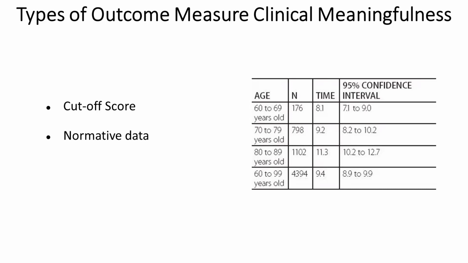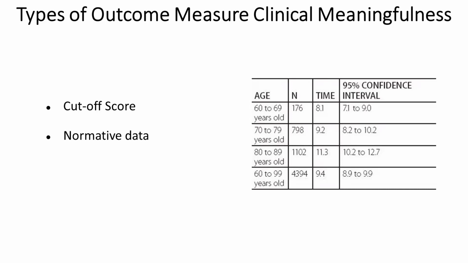The other is normative data, and normative data just provides normal values for specific variables within a population. It's usually presented with data collected from other measures researchers or clinicians have used in the course of producing the outcome measure. An example of normative data is shown here in the table, where you have the age of the person on the far left, the number of individuals that were tested, the time that they received on this particular test, and also the 95% confidence interval, which we just talked about in the previous slides presentation, associated with that particular time.